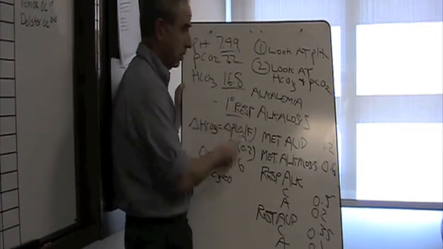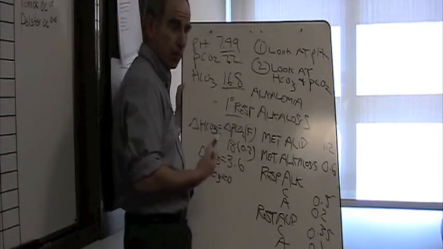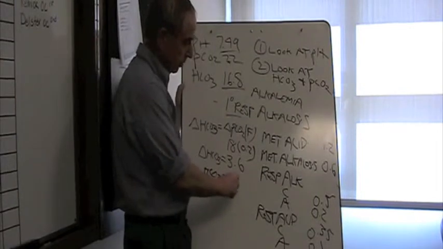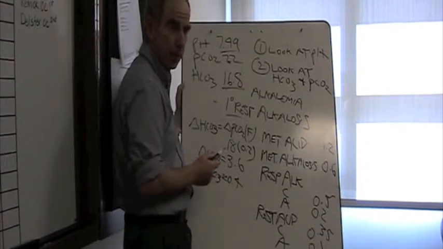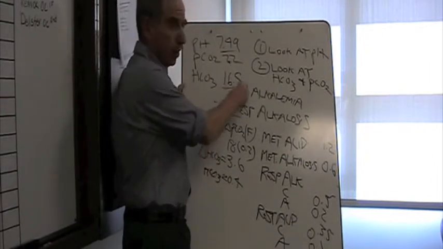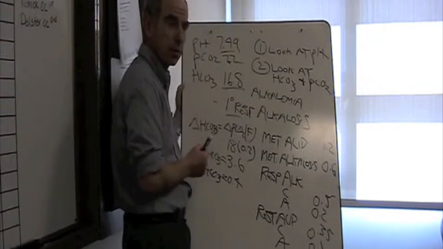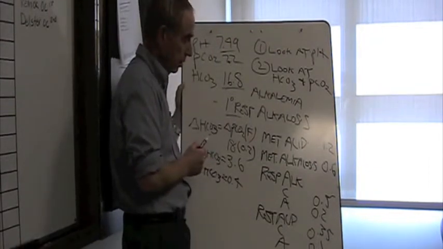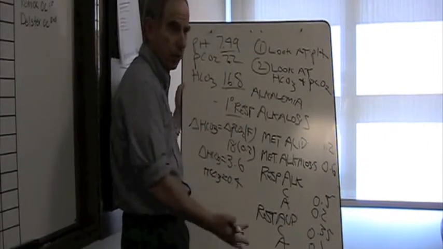And what is it? 16.8. Usually it should be within like 1 or 2. So what does that tell you? Technically this is 20.4, so you're almost 4 apart. So what does that mean? It's lower than you would have expected for normal compensation. So what does that tell you? It tells you that there's a superimposed metabolic acidosis because the bicarb's lower than you would expect.